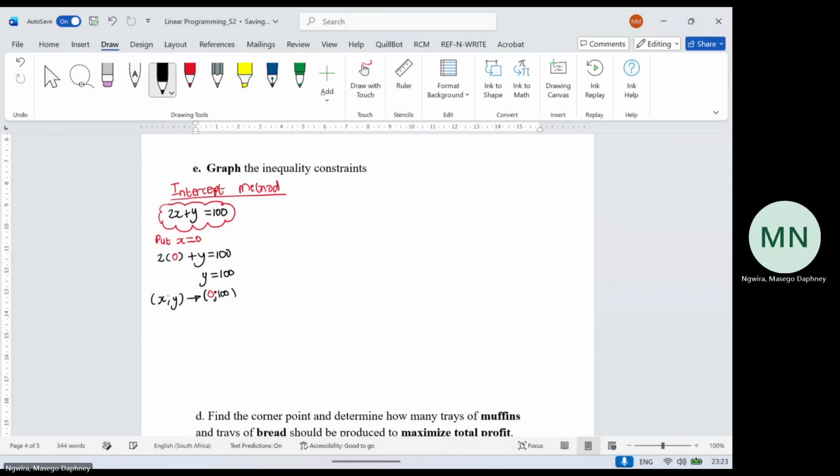Okay, and then now we do the put y. We did the put x. Now let's go to put y. Put y is equal to 0, so wherever I see y, I'm going to put 0.